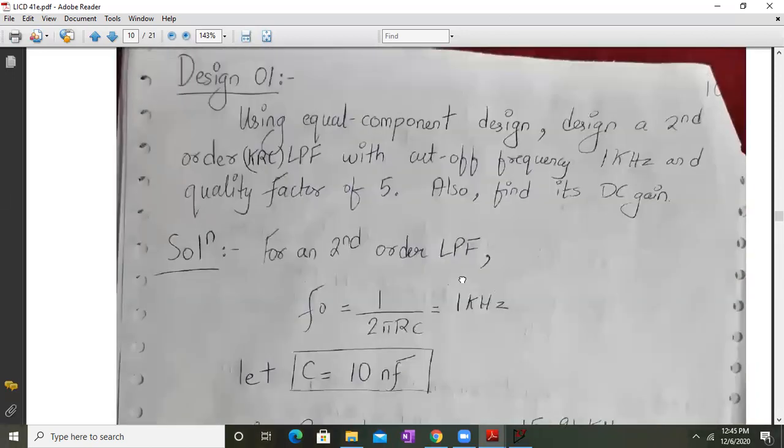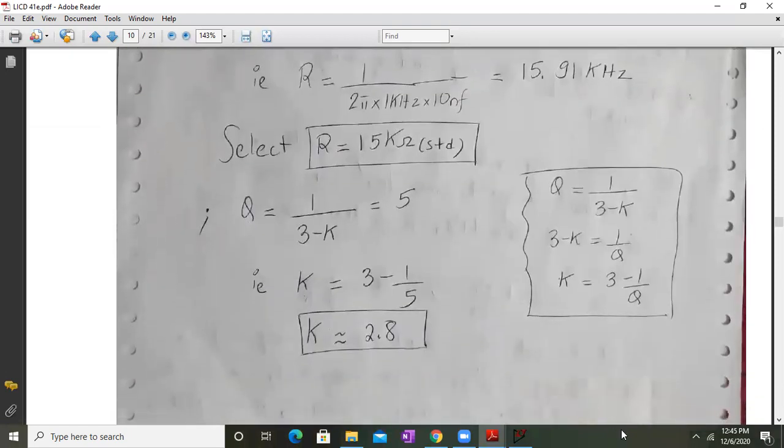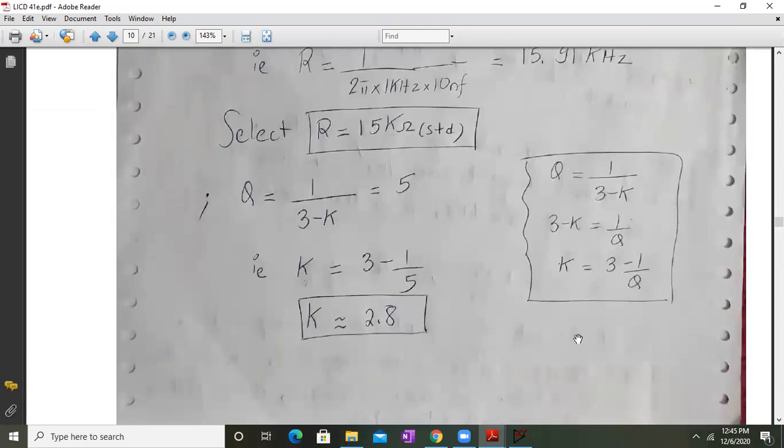Now, they have given the quality factor of 5. So we can equate Q equal to 5, and Q is given by 1 upon 3 minus K, where K will be evaluated now. So K will be 3 minus 1 upon 5, which is 2.8. How do we derive this? Q is 1 upon 3 minus K, so K will be 3 minus 1 upon Q, which is 3 minus 1 upon 5. So K is 2.8.